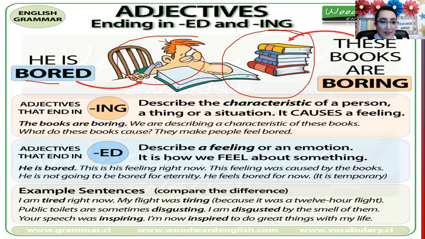For example, I'm tired right now. My flight was tiring because it was a 12-hour flight. What is the difference? I'm tired right now. Estoy cansado ahorita. My flight was tiring because it was a 12-hour flight. Mi vuelo estuvo cansado. Porque tú ahorita te sientes cansado, es el sentimiento que tienes, y tu vuelo, ¿cómo estuvo? Te está describiendo cómo fue, ¿no?